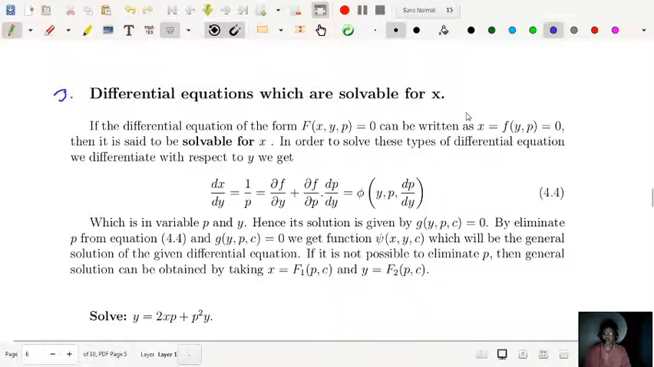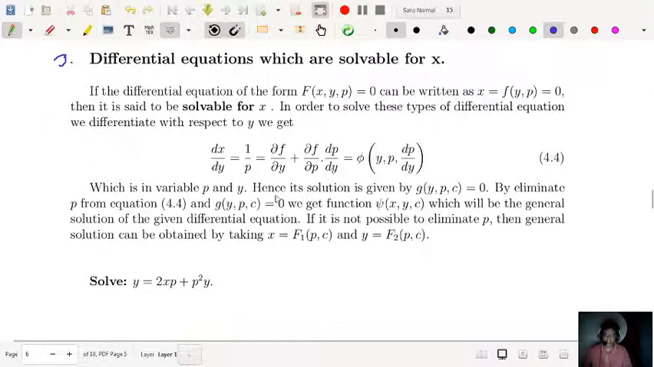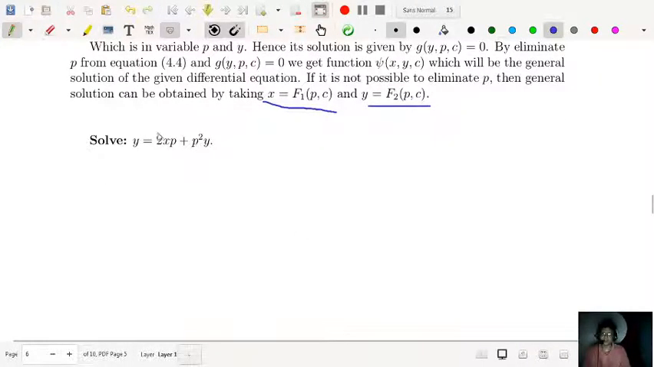The same process you have to follow for solvable for x, and if it is not eliminatable, you cannot eliminate p, then x is a function of p and c and y is a function of p and c, which again will give you the solution. Okay, so let us apply this. Look at that. It is a mixture of x and y: y equal to 2xp plus p square y.